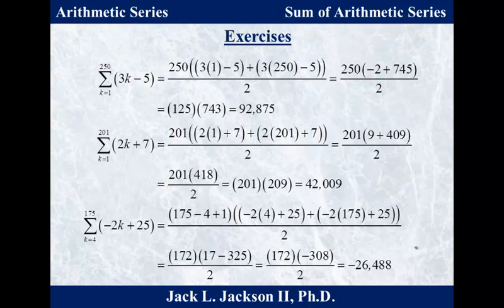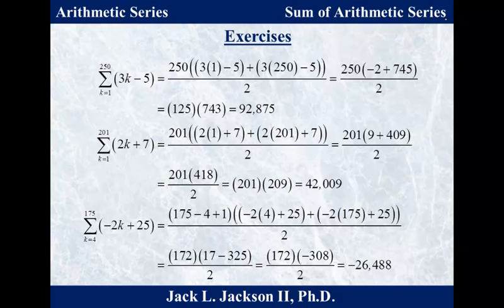Similarly, if we add up from k equals 1 to 201, 2k plus 7, plug in k is 1 to get the first term. That's 2 times 1 plus 7 is 9. That's the first term. The last term is the 201st term, k is 201. So 2 times 201 plus 7 is 409. So we add those two and multiply by the number of terms over 2. 9 plus 409 is 418. Divide that by 2 is 209 times the 201 is 42,009.